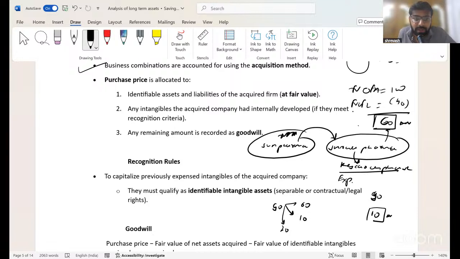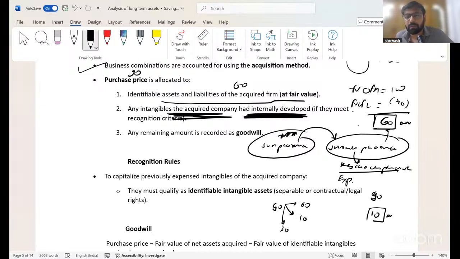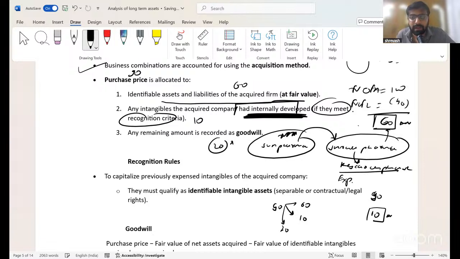So purchase price, which is 90, is allocated to what? Identifiable assets and liabilities of the firm at the fair value 60. Any intangibles the acquired company had internally developed. The company that is acquired is small pharma company. Whatever they have internally developed. Also, obviously, if they meet the recognition criteria, that matters. That will be 10, and the remaining amount, which is 20, will become my goodwill, which is balancing figure. Okay, fair enough.